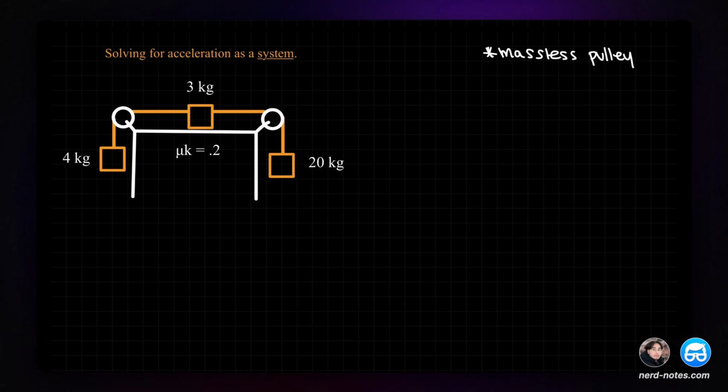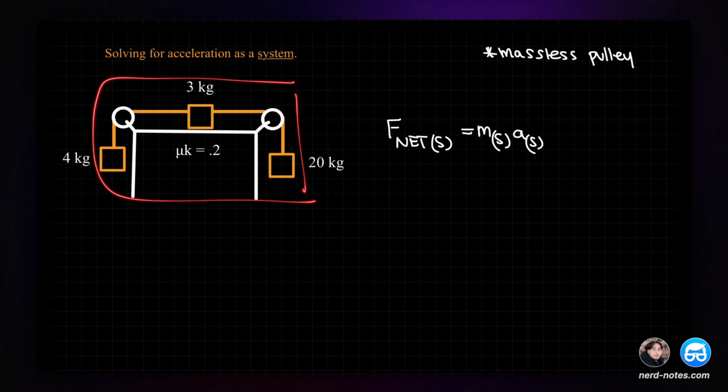So when we solve as a system, we're going to use Newton's second law, but we're going to find the net force of the system, which is going to be equal to the mass of the system times the acceleration of the system. When we find the net force of a system, remember all those internal forces, they kind of disappear. We treat this kind of like one big block that's all moving together. And so therefore the net force is going to be all the forces that cause it to accelerate minus all the forces that cause it to slow down.